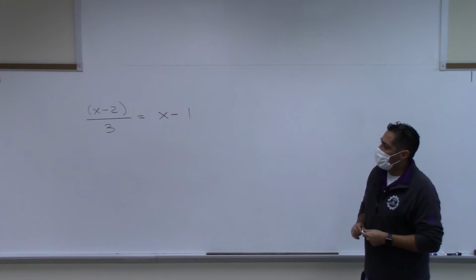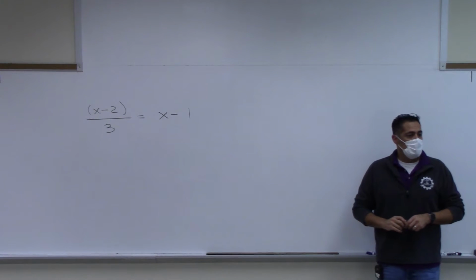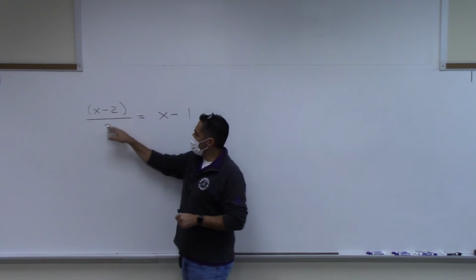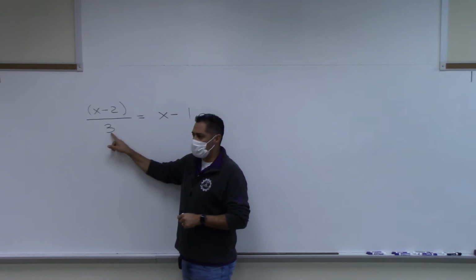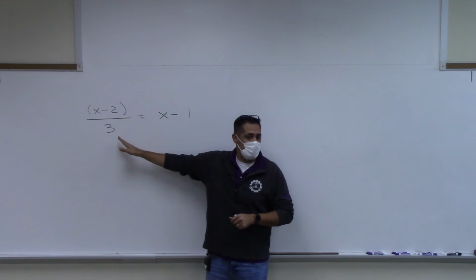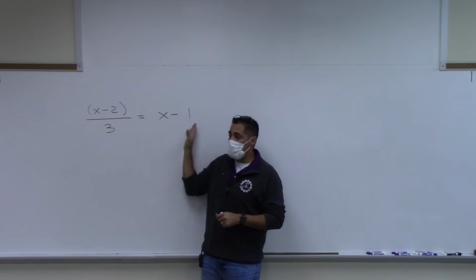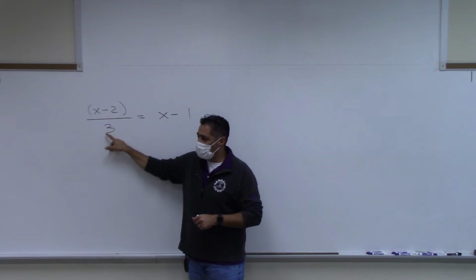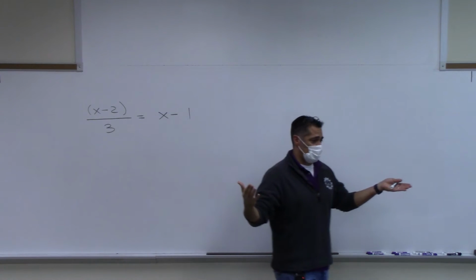Next, we're going to clear fractions or decimals. Now, we see a fraction here. So we need to clear this, which means we need to get rid of this 3. Since this is the only denominator we see, there are no other denominators anywhere, this is the only thing I need to worry about. And since this is a 3, I need to multiply both sides by 3.